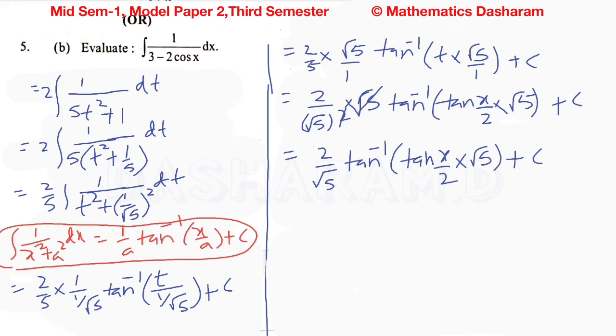Here tan inverse tan will not get cancelled because root 5 is there. If there is no root 5, then we can cancel both. Okay, so this is our required answer.